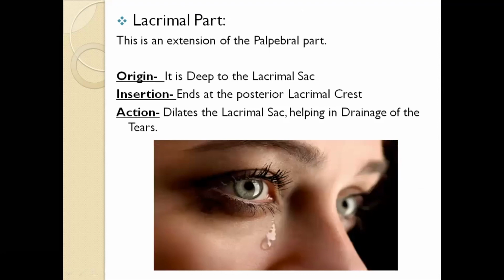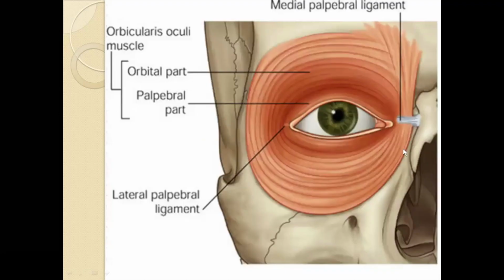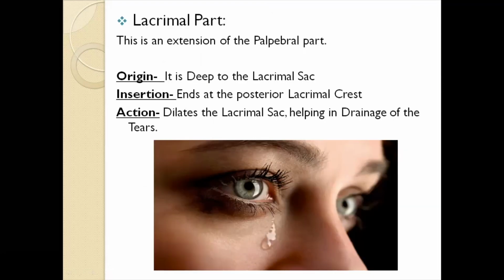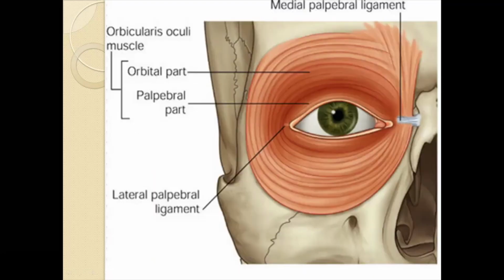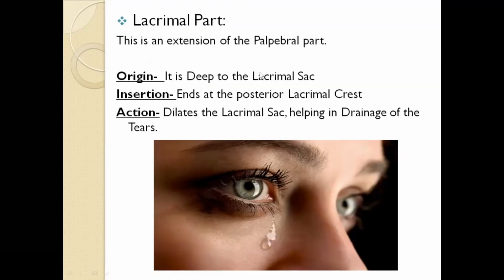Now coming to the lacrimal part, it is basically an extension of the palpebral part. The origin is deep to the lacrimal sac and it ends at the posterior lacrimal crest. I cannot show this diagrammatically because I couldn't find images that show the origin and insertion of the lacrimal part, so you need to imagine it.